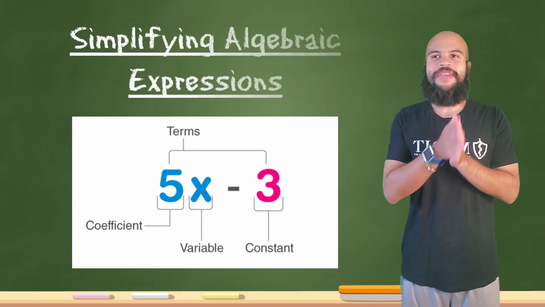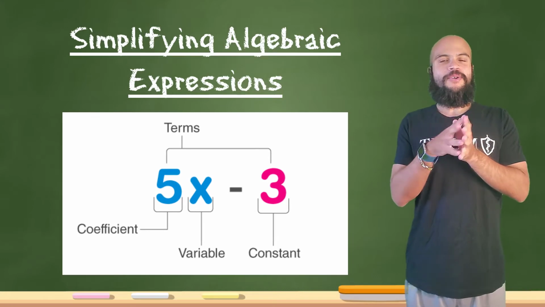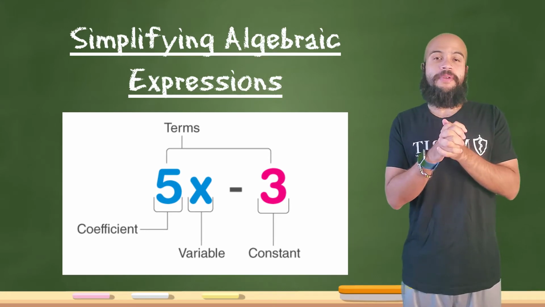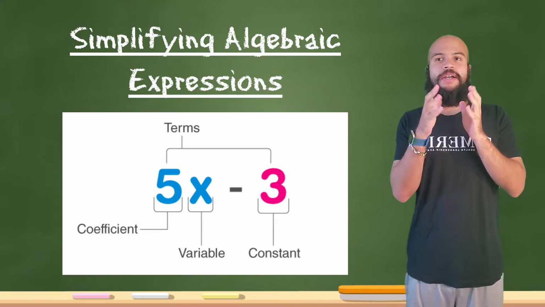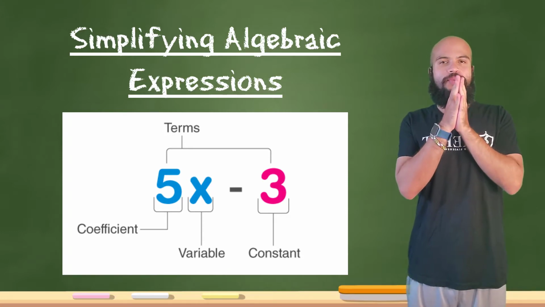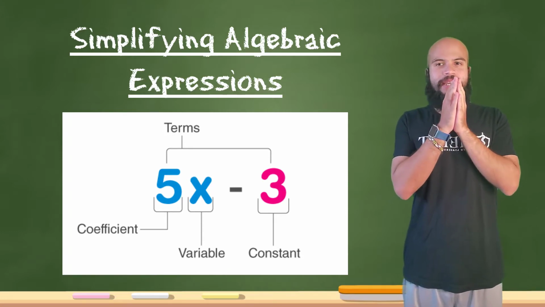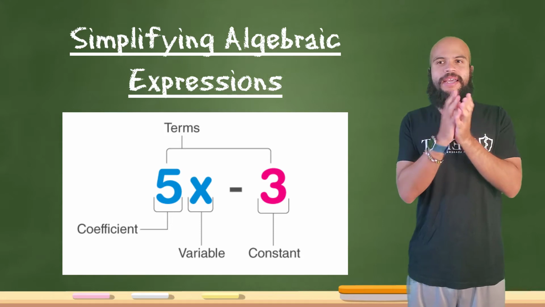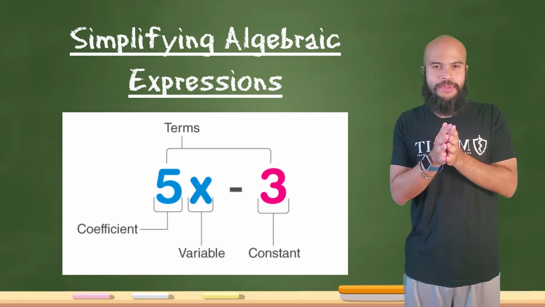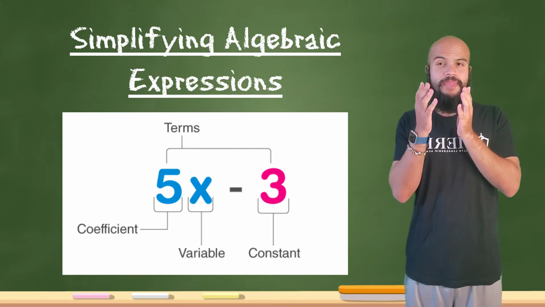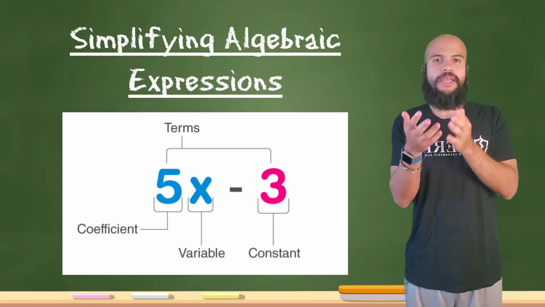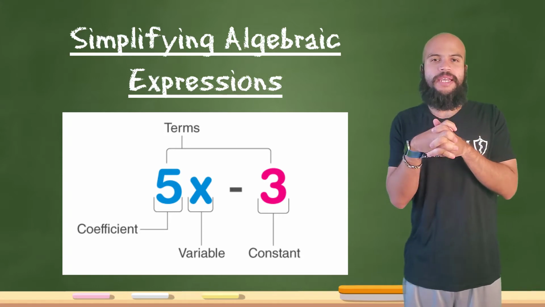In two separate videos, we have covered combining like terms and the distributive property. With this video, we are going to combine both as we work to simplify algebraic expressions by combining like terms and also using the distributive property. The best way to look at this is by working through a few examples.